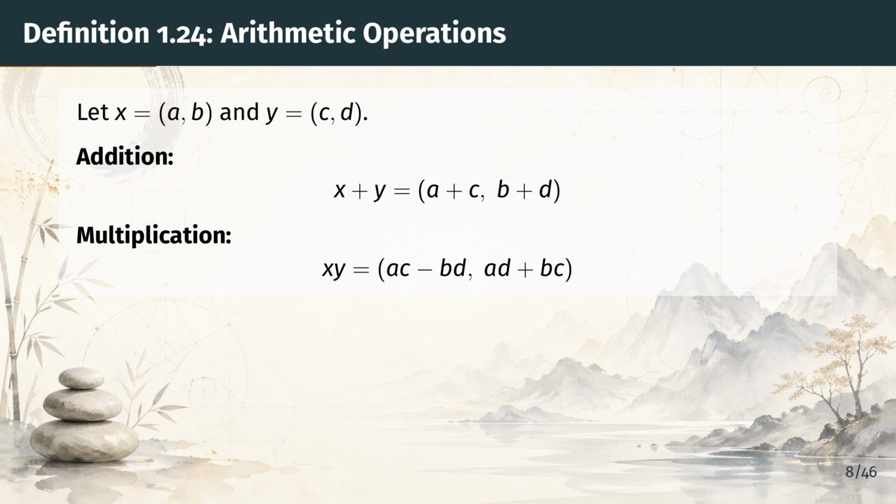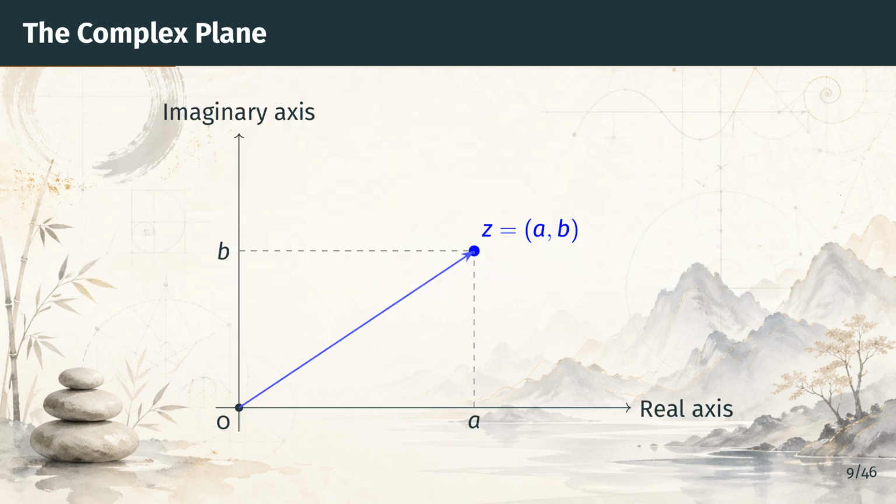Let's visualize these ordered pairs in the plane. We can visualize each complex number as a point in the plane. The horizontal axis represents the first component, which we will call the real part, and the vertical axis represents the second component, the imaginary part. The complex number z equals the pair (a, b) corresponds to the point with coordinates a and b. We can also think of z as a vector from the origin to that point. This geometric picture will be very helpful later when we discuss absolute values and the triangle inequality.